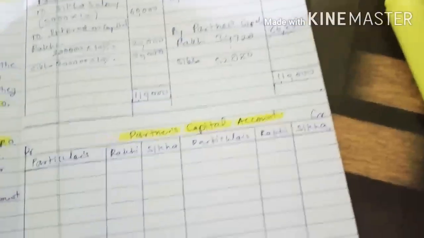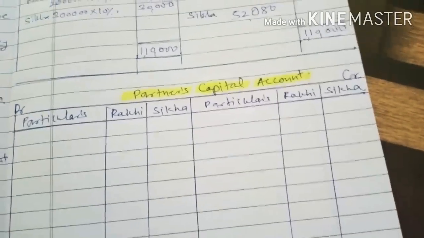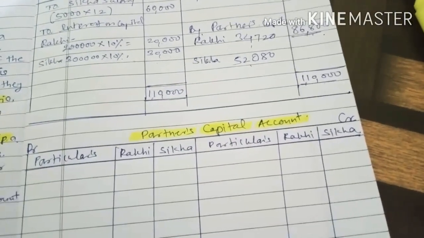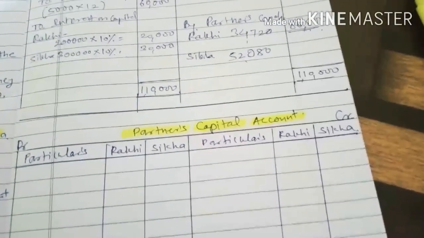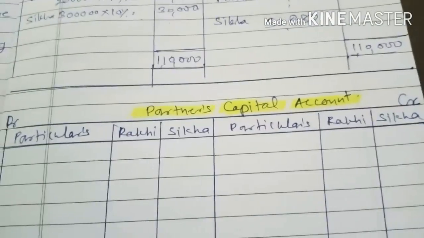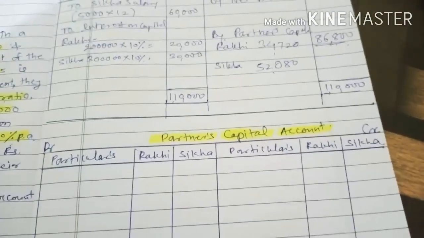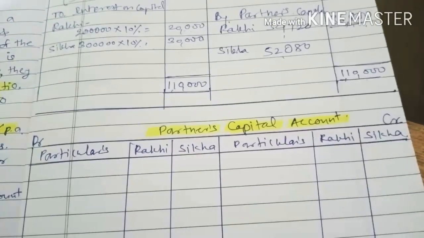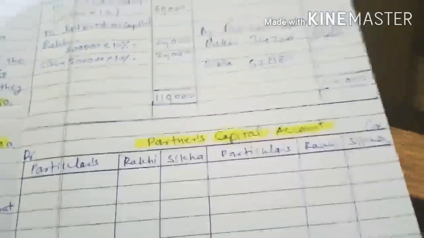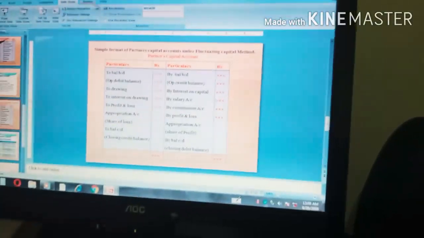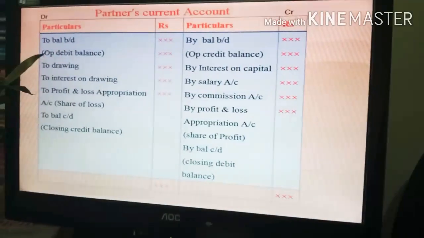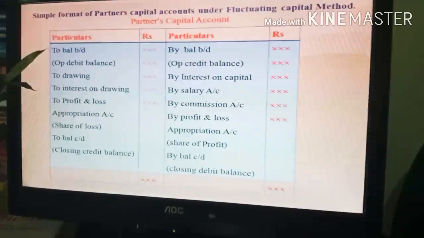So next you have to prepare the partners' capital accounts. You prepare partners' capital accounts under the fixed capital method and the fluctuating capital method. In the previous video we have already learned how to prepare partners' capital accounts under these two methods. Let's see here how to prepare them, as I discussed in the previous video. So these are the partners' capital accounts.